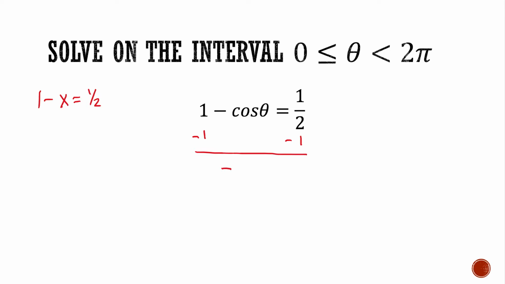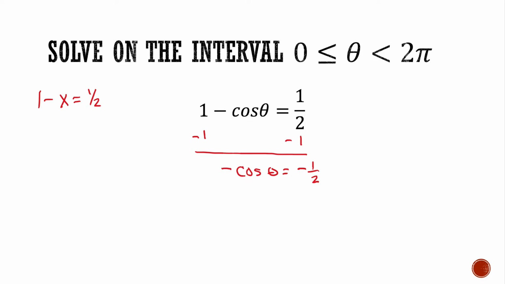All right, so that's going to give me a negative cosine theta. And then 1/2 minus 1, you can use your calculator if you need to. That's going to be a negative 1/2. Okay, and we're almost there. The only thing is we have to have cosine by itself. We can't have a negative in front of that cosine.